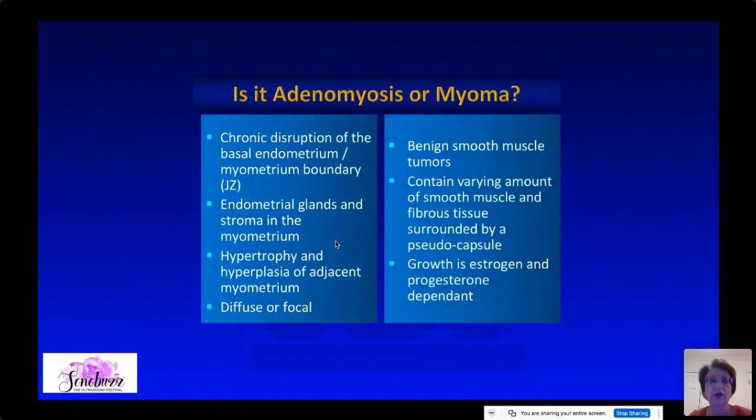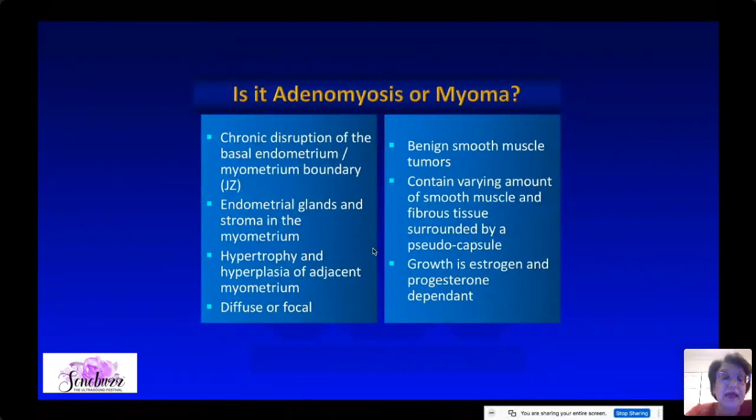Now, in adenomyosis, up to several years ago, we really were not focusing on the difference, but it's really a different process. In adenomyosis, there is chronic disruption of the basal endometrium to myometrium boundary, the junctional zone. And so the endometrial glands and the stroma migrate into the myometrium. And as these glands bleed cyclically, they cause hypertrophy and hyperplasia of the adjacent myometrium.